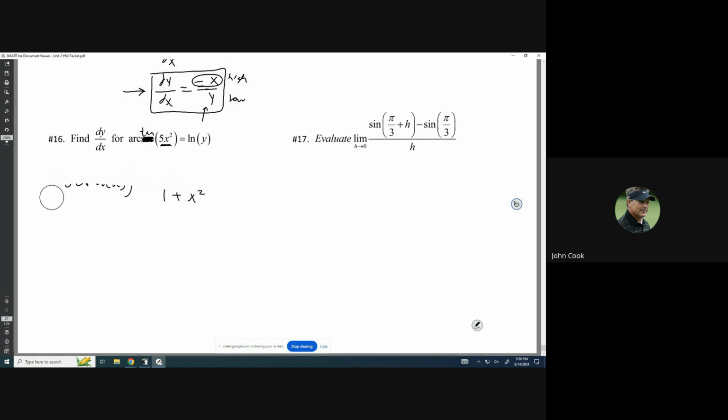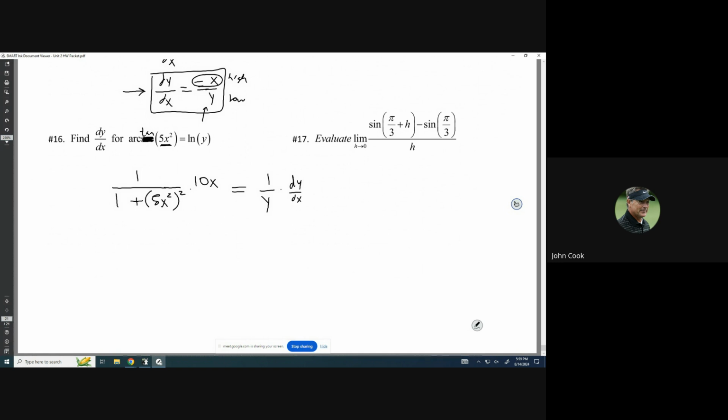So using the chain rule, let's find out what it's going to be. Arctangent's derivative is 1 over 1 plus the input value squared, so 5x squared, and then times the derivative of the inside. So that's going to be, the derivative of 5x squared is 10x. And then on the other side, the derivative of natural log of something is 1 over something times its derivative, and the derivative of y is dy dx.